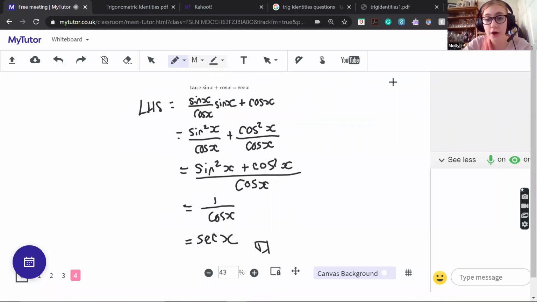So that's a difficult one, but hopefully you can see that the steps that I've worked through all make sense. They're all logical. There's nothing there that you can't do.